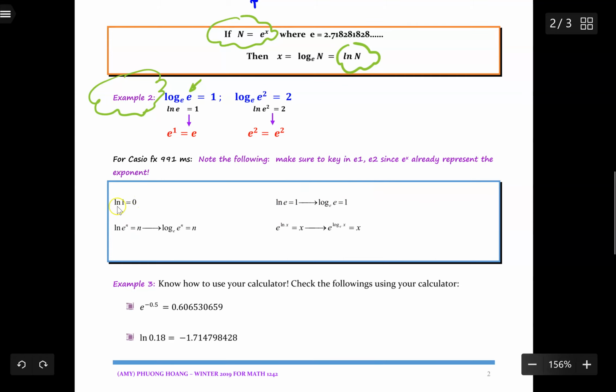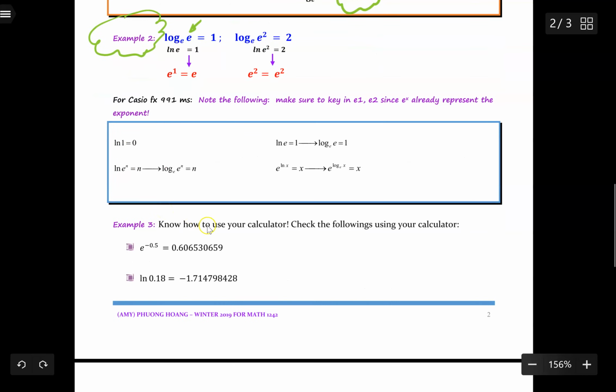Okay, so I also want to introduce some formulas right here. ln of 1 is equal to 0. So you can try that on your calculator. Put in the natural logarithm of 1, and you can have the answer as 0. And also, the natural logarithm of e is equal to 1. Also try this using your calculator.